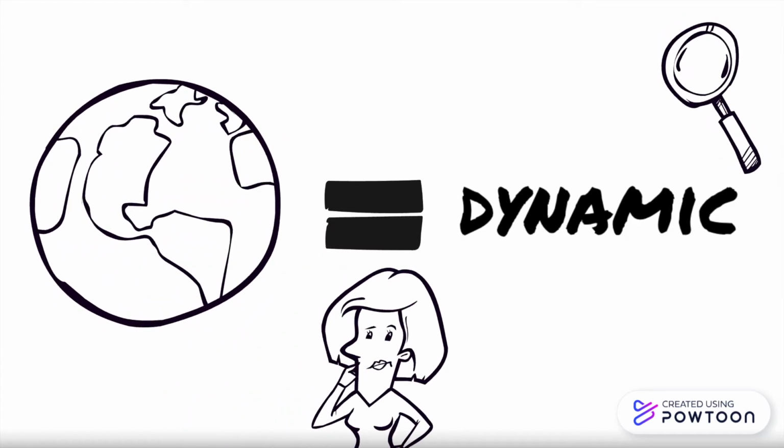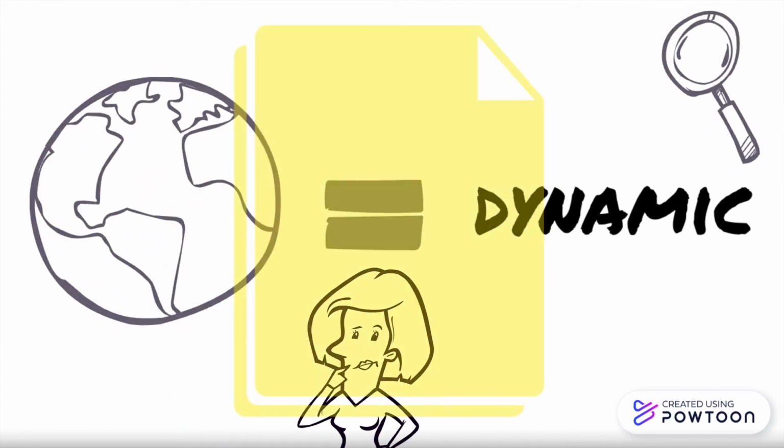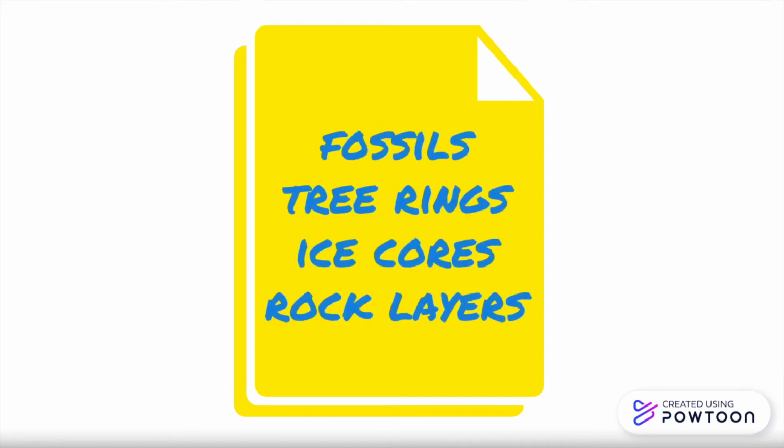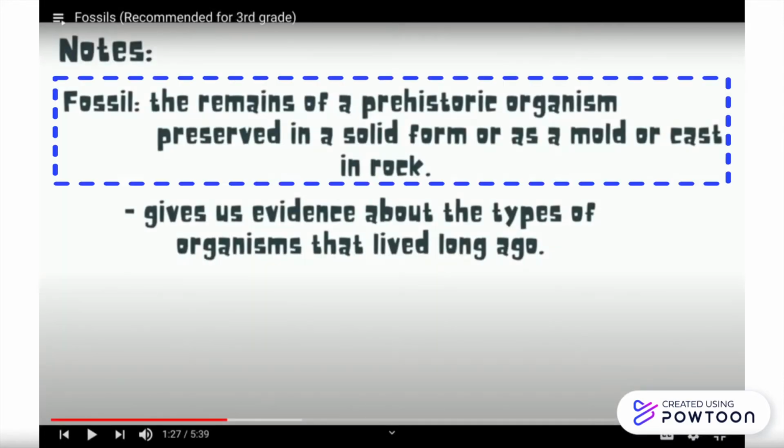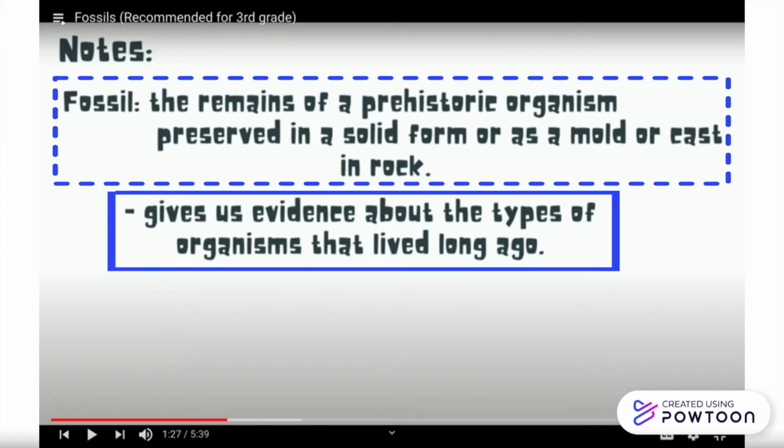What's the evidence? There are multiple types of evidence that we can look at, and some of them we have looked at before, aka fossils and tree rings. Some are new to us, aka ice cores and rock layers. Fossils, as a review, are the remains of a prehistoric organism preserved in a solid form or as a mold or cast in a rock. And they give evidence to types of organisms that lived long ago.